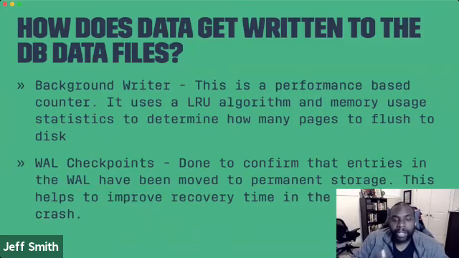So the background writer has a very sophisticated algorithm. It uses what's called a least recently used algorithm, and it looks at memory usage statistics to determine how many pages from the write-ahead log it can take and flush to disk. The write-ahead log has a series of checkpoints as well, and the checkpoints are basically a pointer for the background writer to know what in the write-ahead log has already been written to disk and doesn't need to be reprocessed.